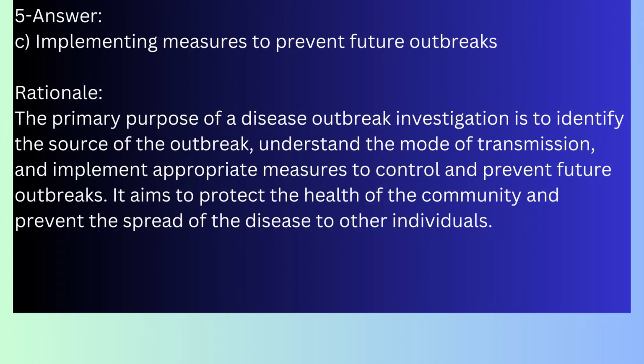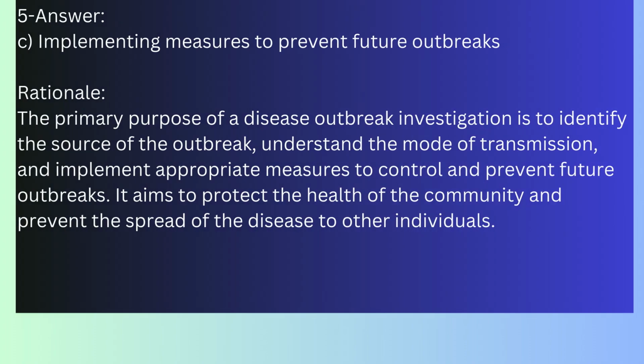Answer. C. Implementing measures to prevent future outbreaks. Rationale. The primary purpose of a disease outbreak investigation is to identify the source of the outbreak, understand the mode of transmission, and implement appropriate measures to control and prevent future outbreaks. It aims to protect the health of the community and prevent the spread of the disease to other individuals.